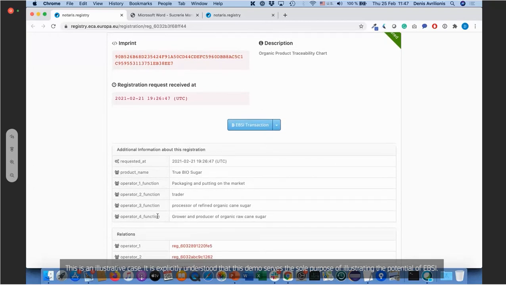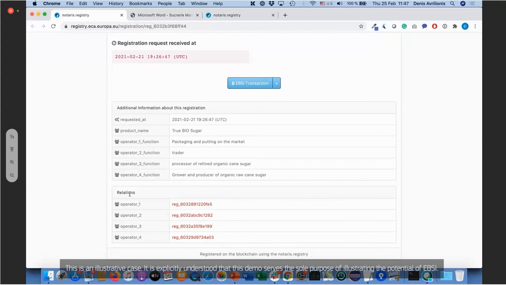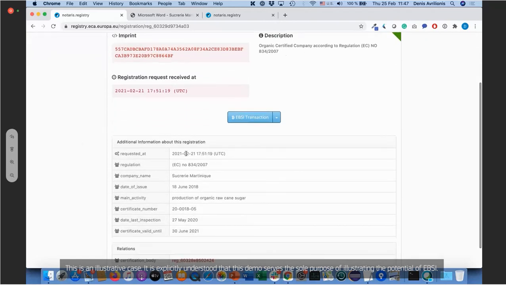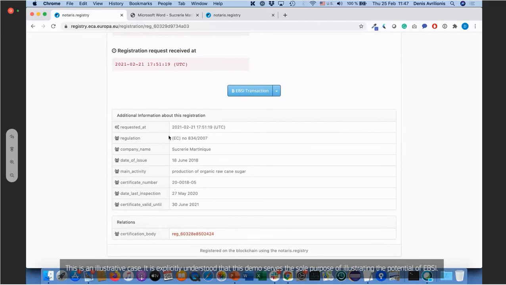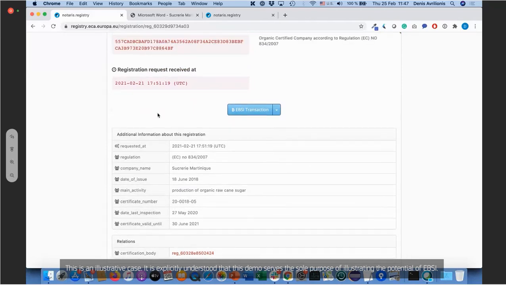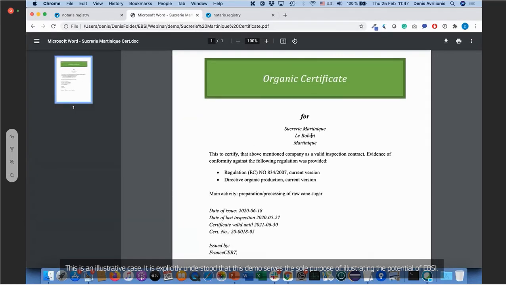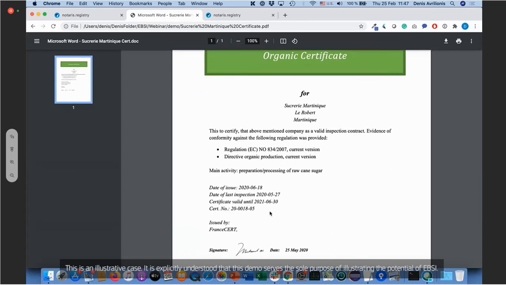So from the operator for Martinique, Sweden, Germany, and Austria. And basically, in the relations that you see here, these are the logical links that point, and I take the last example from Martinique, that point to the organic certified company with the specific information on it. And in this case, this notarization is based on the certificate that has been issued for that specific operator. And as you see here, it's the date of issues and the certificate numbers and all of this.